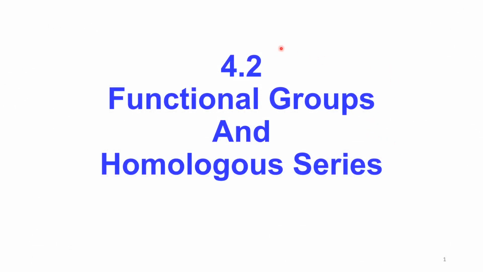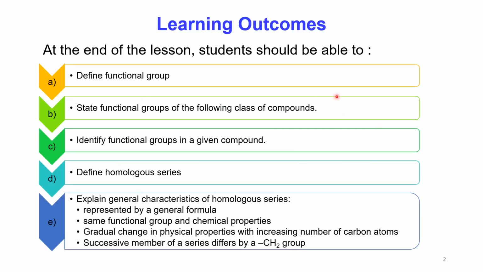So today we are going to continue with 4.2, which is titled Functional Group and Homologous Series. This is the learning outcome for this subtopic. The first one is to define the functional group. Second, state the functional group of the following classes of compound. Number 3, identify the functional group in a given compound.